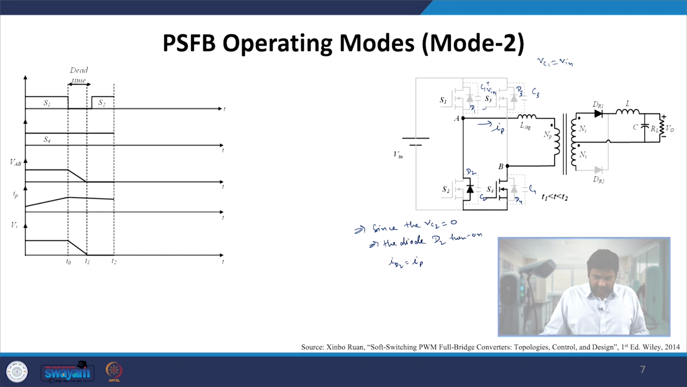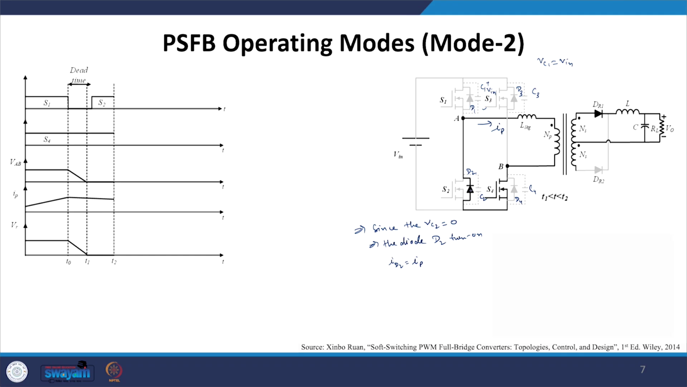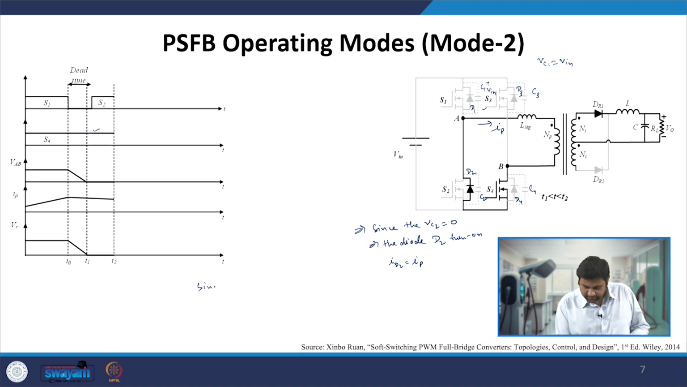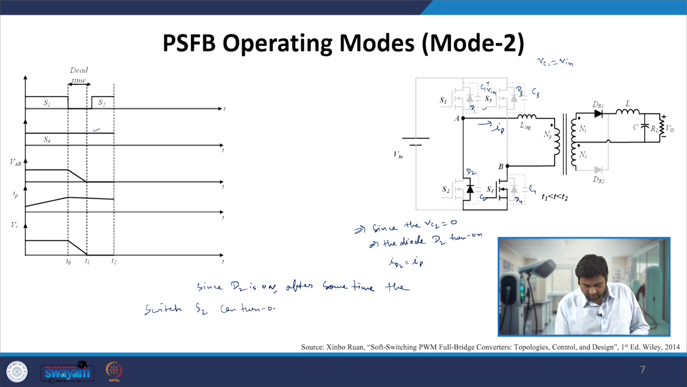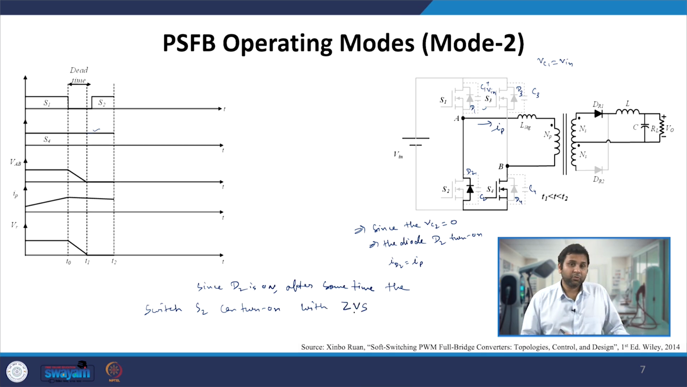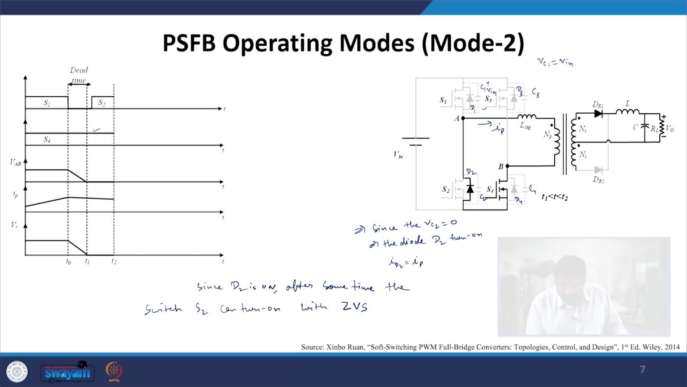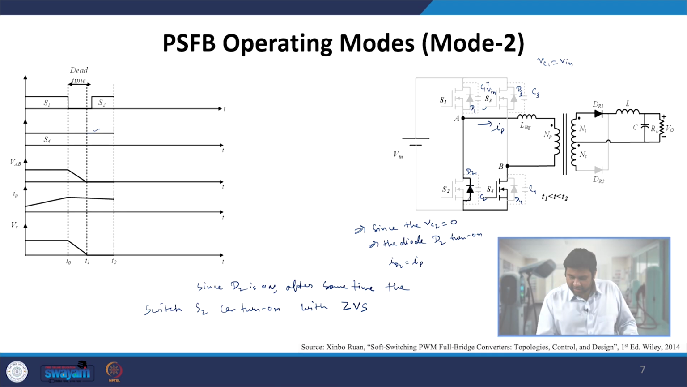So this is what we will see in this particular case, where this diode gets turned on, however S4 is still on. Since D2 is on, after some time, we will see that the switch S2 can turn on with 0 voltage switching. Why am I saying 0 voltage switching? Because the moment the diode turns on, the voltage across the drain to source of this switch is actually equal to 0, because this diode is already on.